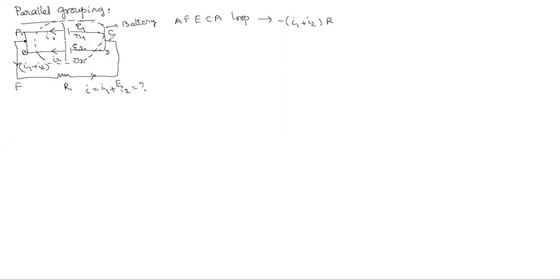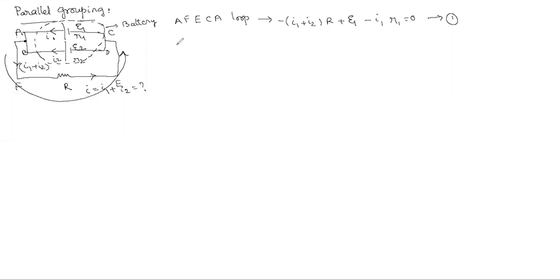Then E to C, nothing is there. Then C to A, two things are there, Nana. One is cell, plus or minus? Plus. Very good. Plus E1. And a resistor is there. Current is passing in the same direction, so minus I1 R1. Very good. Minus I1 R1 equals to 0. Okay, this is equation 1, Nana.